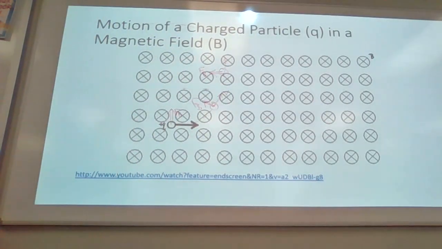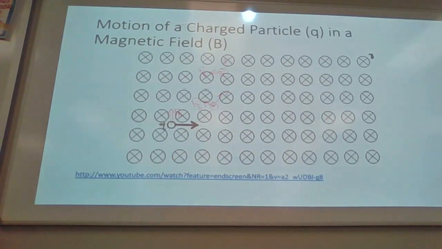Because the magnetic force plays the role of centripetal force, always pointing perpendicular to the direction of motion. Does no work. Okay, because it's always perpendicular to the direction of motion. Plays the role of centripetal force.